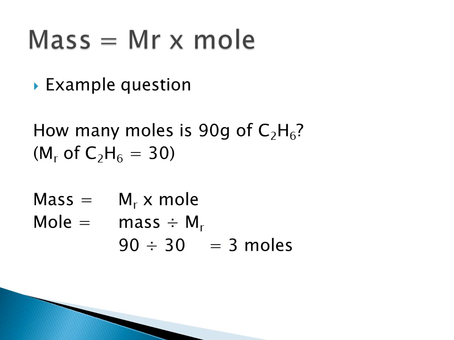If we now put the numbers in, 90 divided by 30, it's 3 moles. And again, you need a unit here, because we're talking about something specific here. It's not just 3, it is 3 moles.